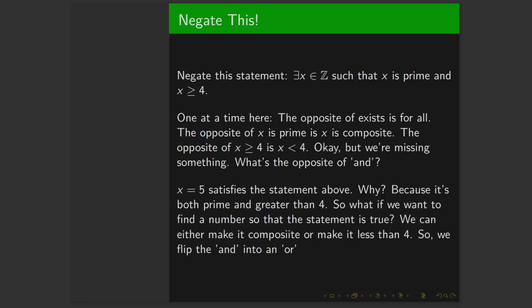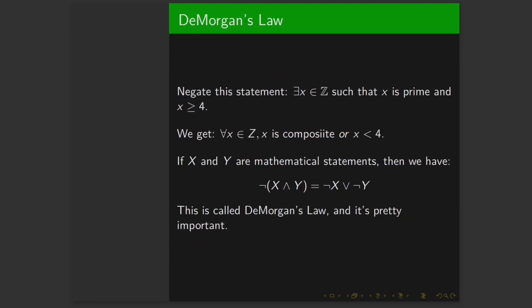So if we make it 6, for example, that breaks the prime part. 6 is composite, so this would be true, but it's still greater than or equal to 4. But this x doesn't work because of the way and works. So the opposite of and kind of acts like an or. You can choose either statement to break. So we flip the and into an or. And this is what we call De Morgan's law.